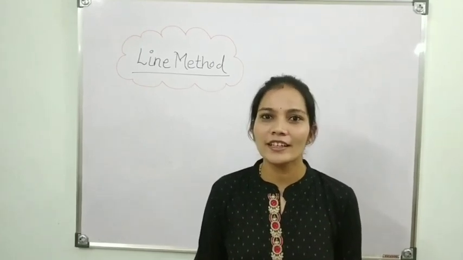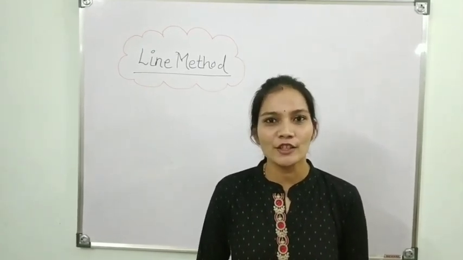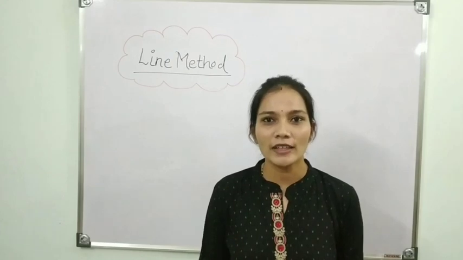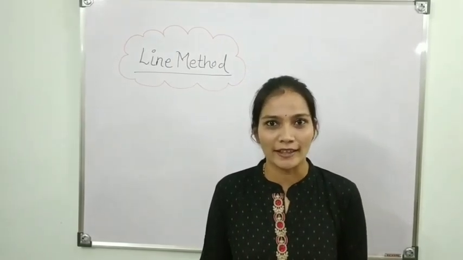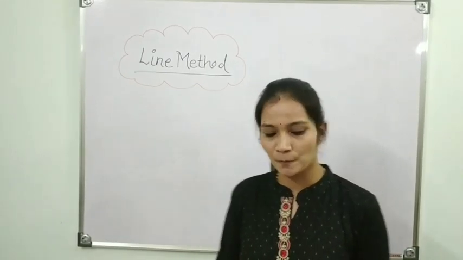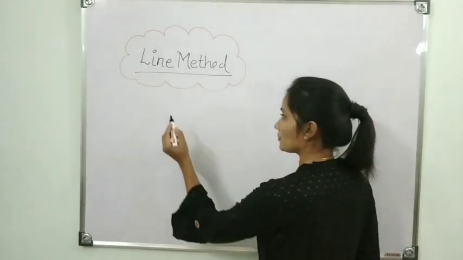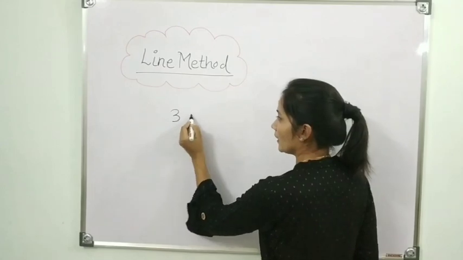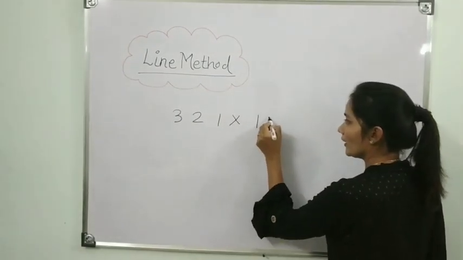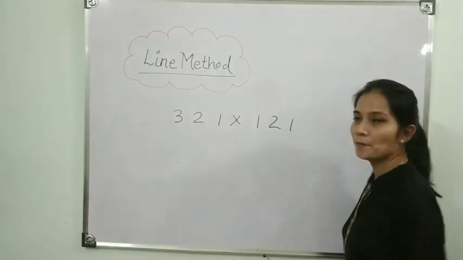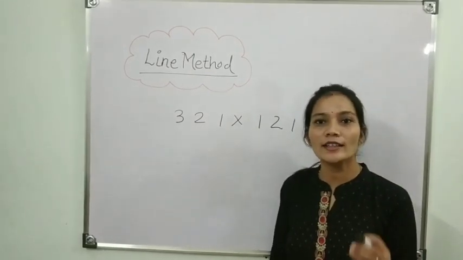That is the 3-digit multiplications. Yesterday we have seen for 2 digits, and I know that you will feel, how can we do 3-digit multiplication by the line method? So let us see by example. Suppose we want to calculate 321 into 121. Now how will we calculate this for a 3-digit number?